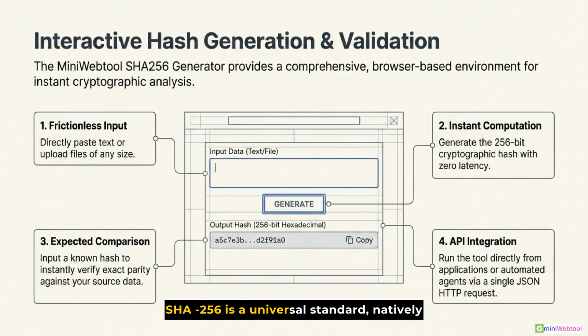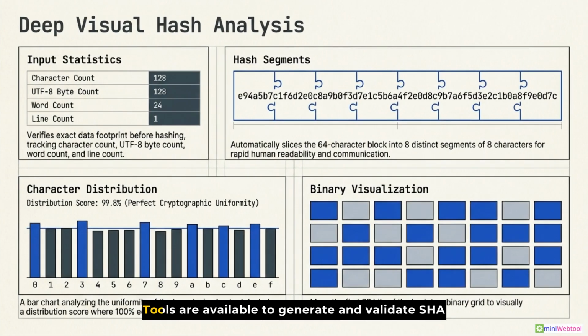SHA256 is a universal standard, natively supported by the standard libraries of virtually all modern programming languages, including Python, JavaScript, and Java. Tools are available to generate and validate SHA256 hashes interactively. These tools offer frictionless input, instant computation, expected comparison for verification, and API integration for automated tasks.